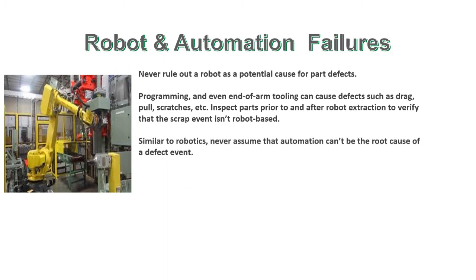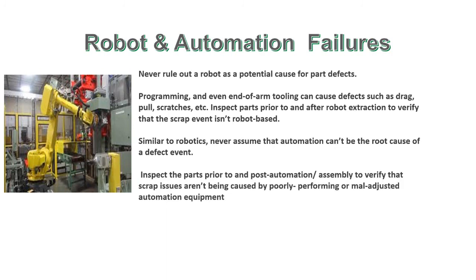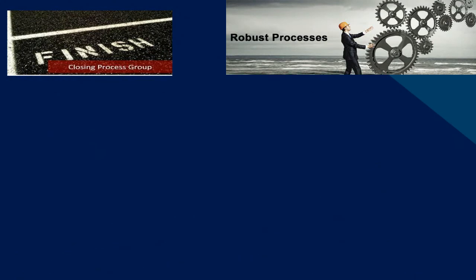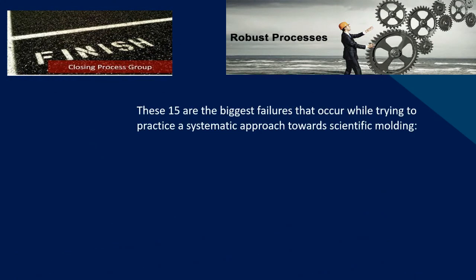Similar to robotics, never assume that automation can't be the root cause of a defect event. Inspect the parts prior to and post-automation assembly to verify that scrap issues aren't being caused by poorly performing or maladjusted automation equipment. So these were the 15 biggest failures that occur while trying to practice a systematic approach toward scientific molding.